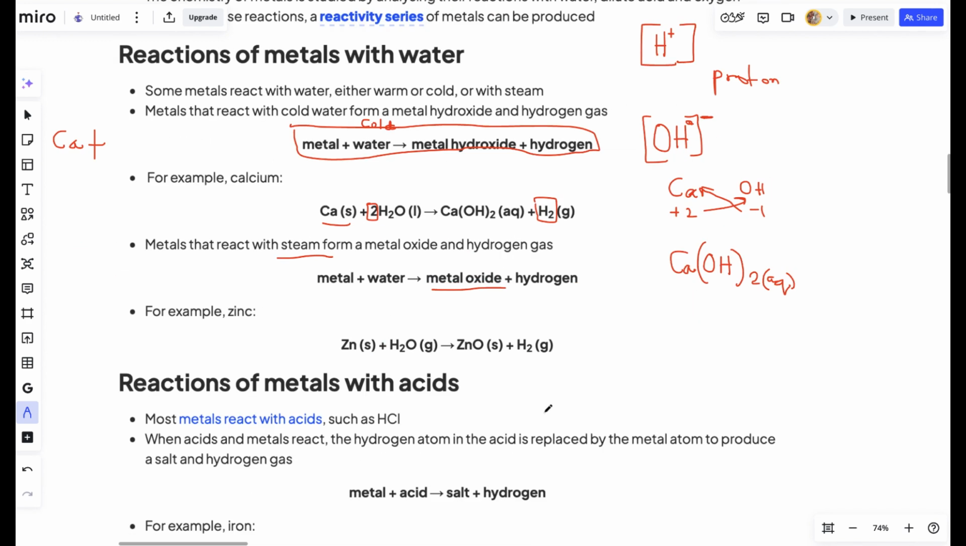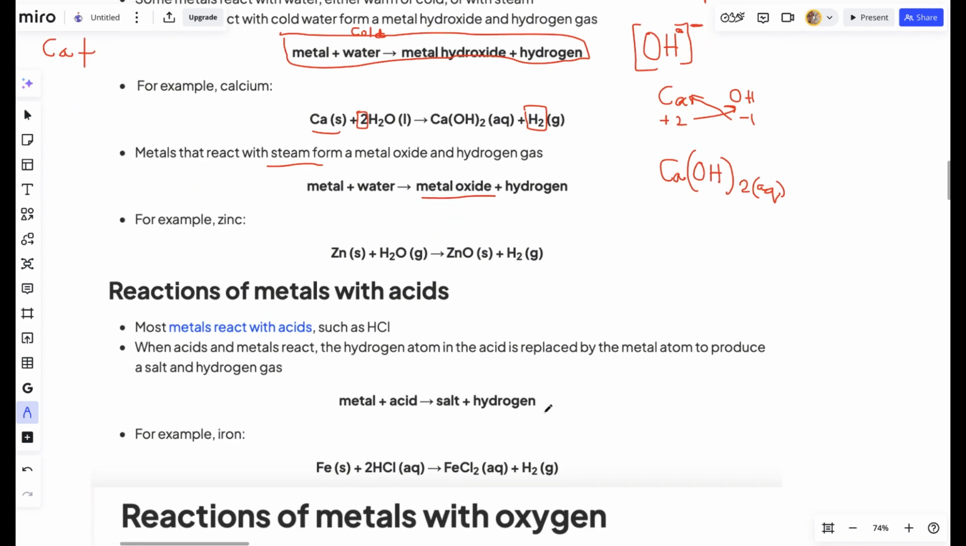Now this is an example. We take zinc as a solid, which is a metal, reacting with steam. Once you see G, gas, it means it's steam. How do you know it's not cold water? You can see in this equation, you see G here, which means it's a gas. When they say gas, it means it's steam, water vapor.